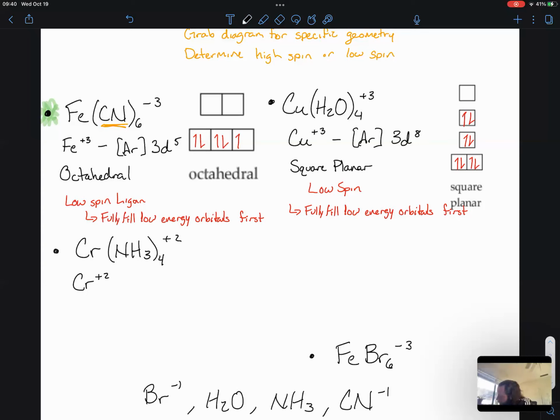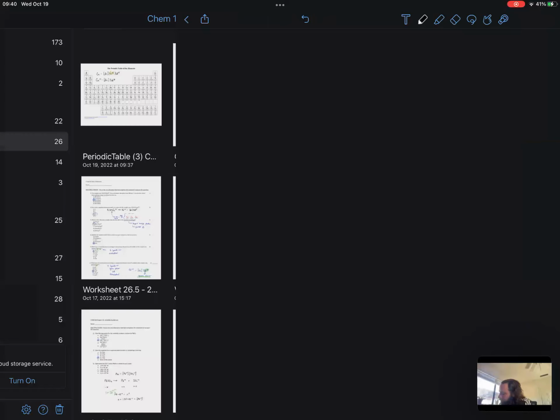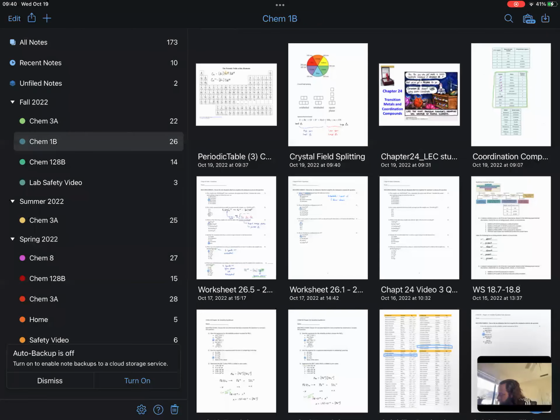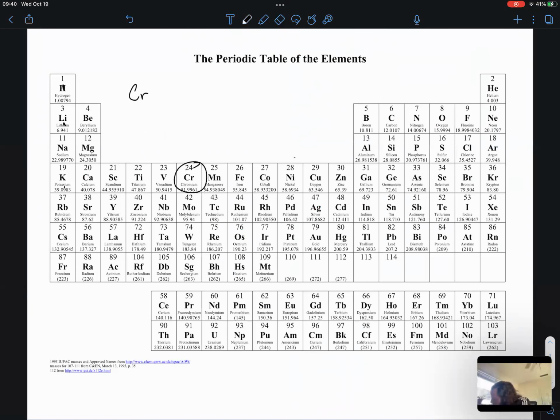All right, so then my chromium 2 electron configuration. For chromium all by itself, it is argon 4s2 3d4. For the chromium 2 ion, we got argon and then just the 3d4.